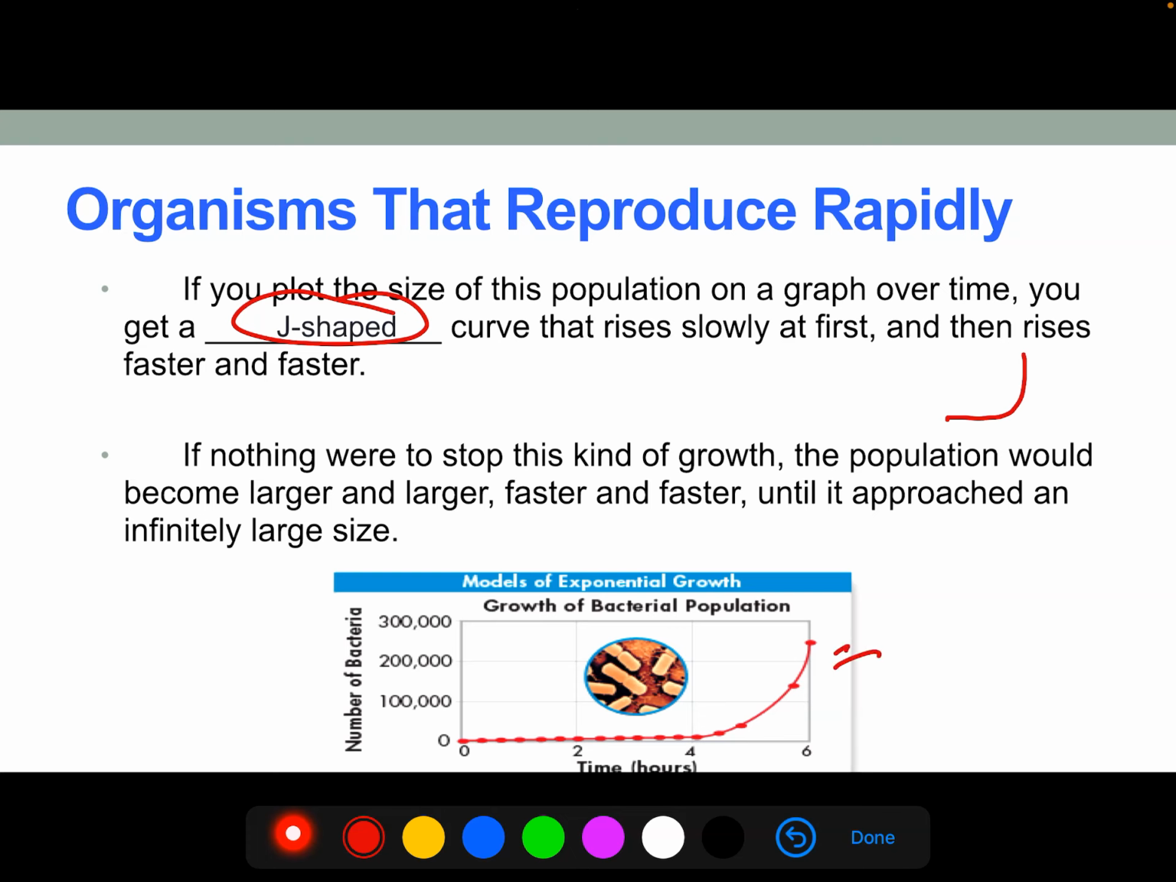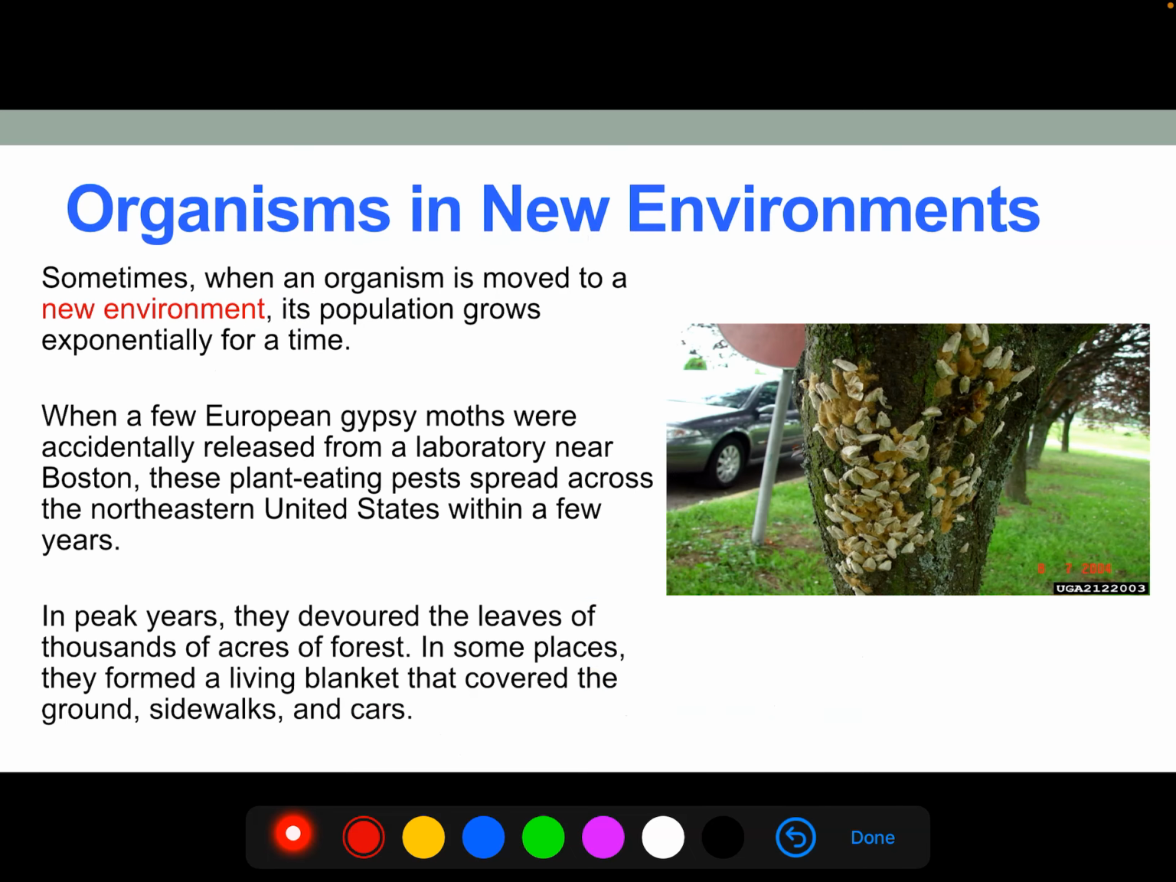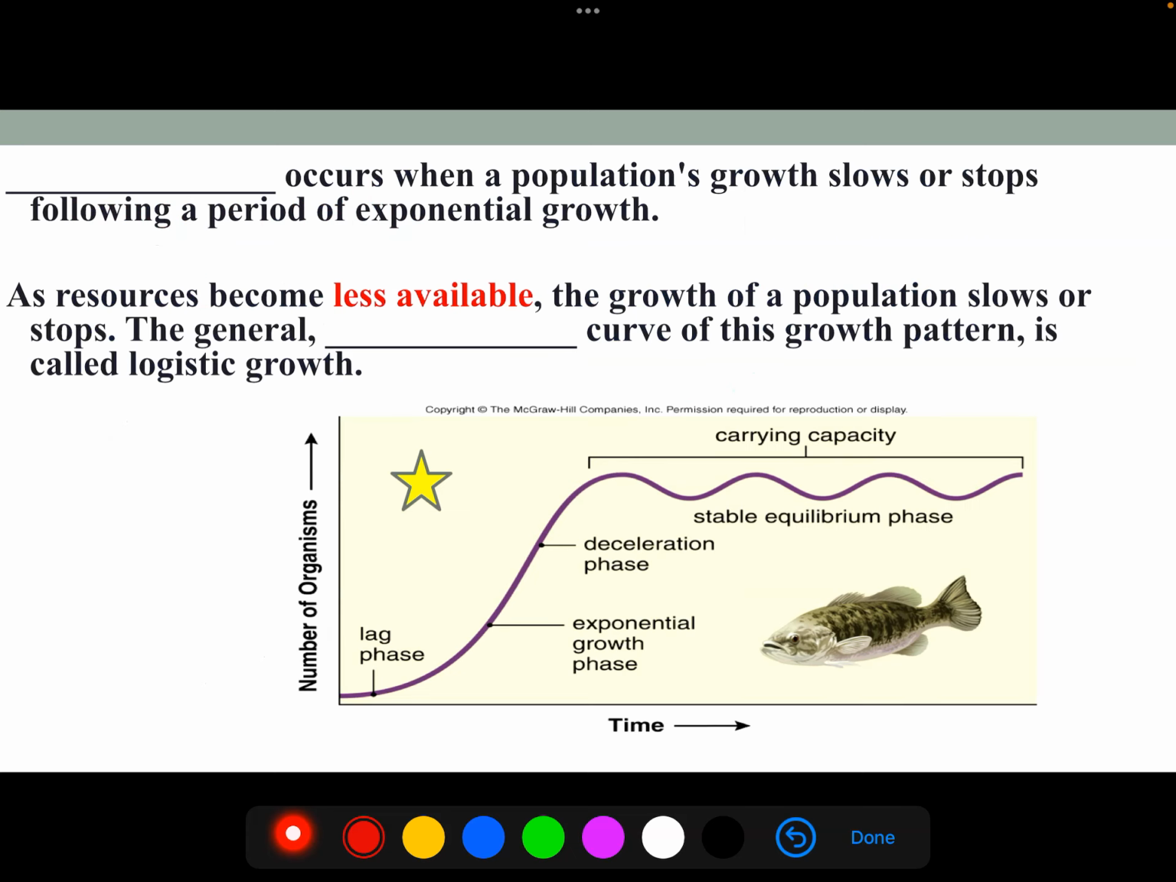Okay, bacterial populations can grow really, really fast. Sometimes in a new environment, I'll show you this video about moths up north, but when a few European gypsy moths were accidentally released from a lab near Boston, these plant-eating pests spread across northeastern United States within a few years. Hey, new environment, no natural predators, unlimited food supplies, okay? I'll show you that video in class.